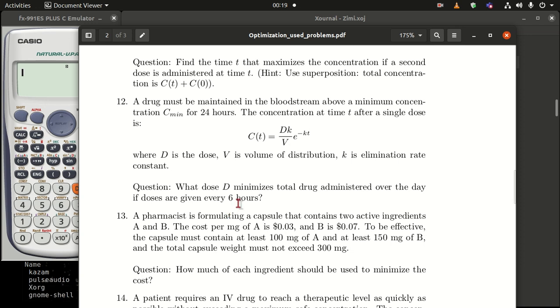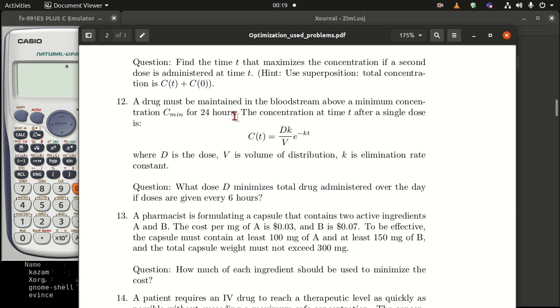every 6 hours? I want us to read this question because I myself don't really get it the first time, so I usually read it a second time. A drug must be maintained in the blood above a minimum concentration. So let's interpret what is happening before this dot.